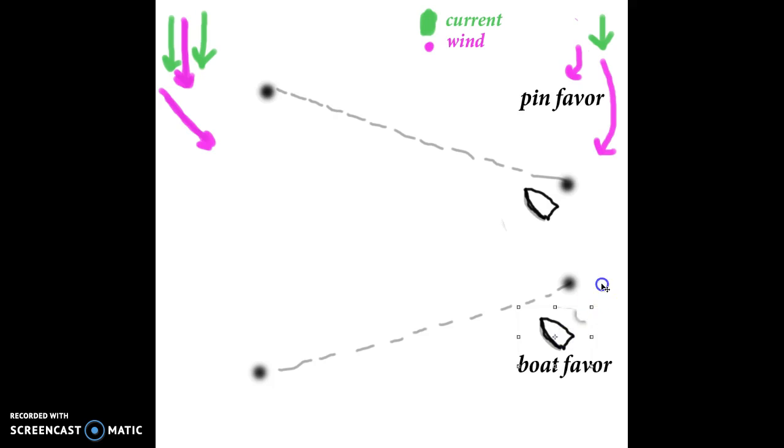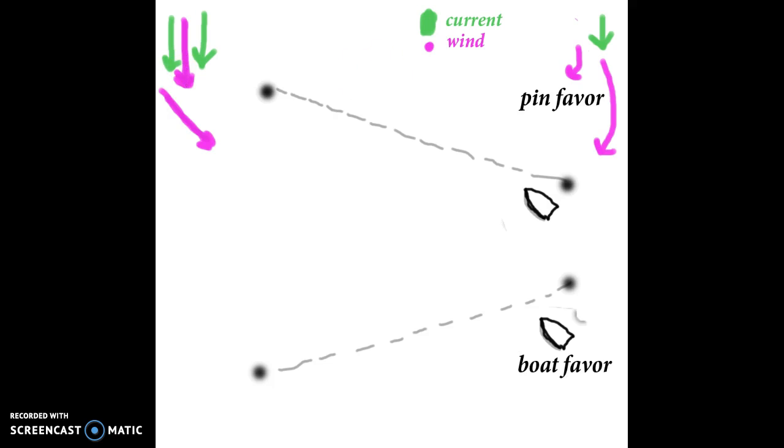That illustrates the point that on a boat favored starting line, you will end up much closer to the starting line much sooner, much easier, and you will cross it much faster when you accelerate. On a pin favored starting line, you will cross the line much slower because you're almost going parallel to it, right? Especially if it's 45 degrees pin favored.